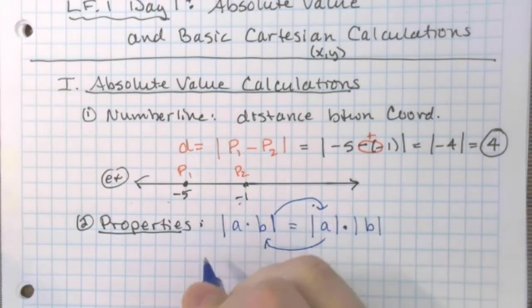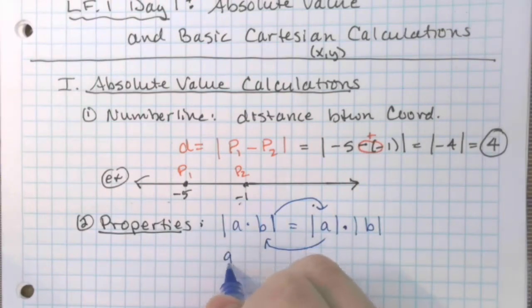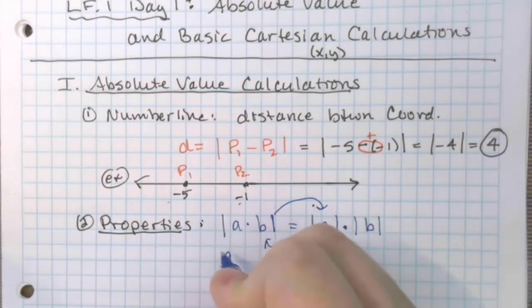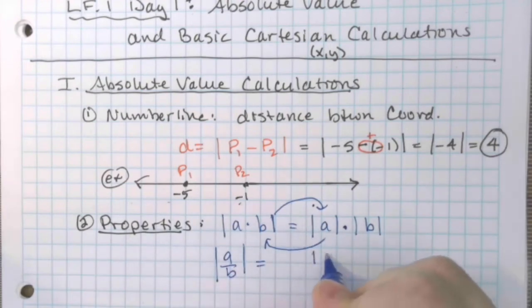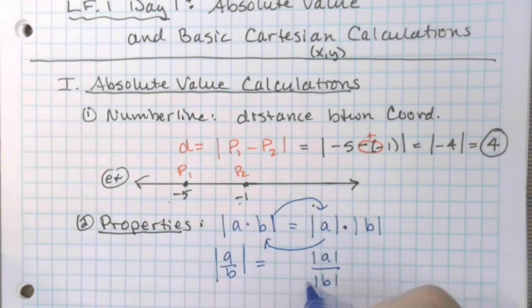Division is the same way. If you have a fraction A over B or A divided by B in an absolute value, you can split it into absolute value A over absolute value B, and vice versa. So those are the two properties that you're going to see the most often. They're pretty straightforward.